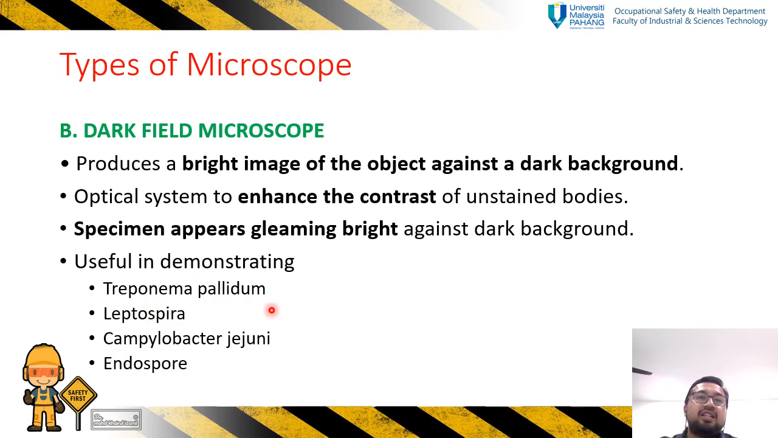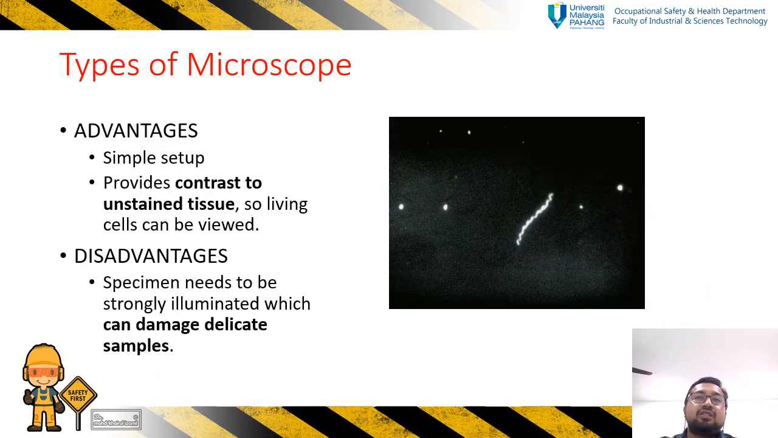Contohnya Treponema pallidum, Leptospira, and then Campylobacter jejuni, Endospore. Okay. So contohnya macam ni kita nampak Treponema pallidum, bentuk dia nampak ni. It's a dark light, maknanya belakang dia, background dia gelap, dan kita guna advantage tu untuk lihat benda ni. So advantages dia simple setup, provide contrast to unstained tissue.